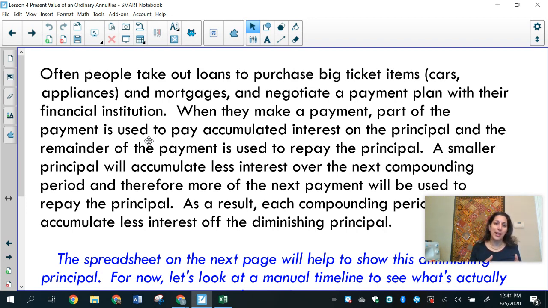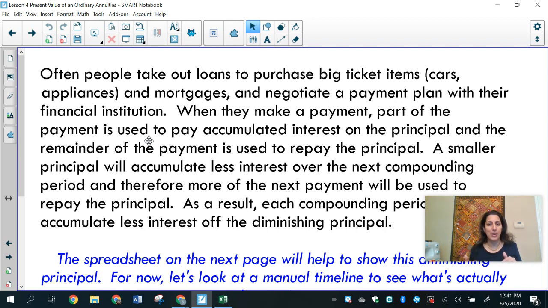Now, remember in the last class, we talked about when you were investing money, you wanted to get a higher interest rate because you're getting that interest, right? You're pocketing that money. But in a present value scenario, you don't want that interest rate to be high because you're paying that interest. So that's more money coming out of your pocket. So try to make that as small as possible and try to pay it off as quickly as possible.